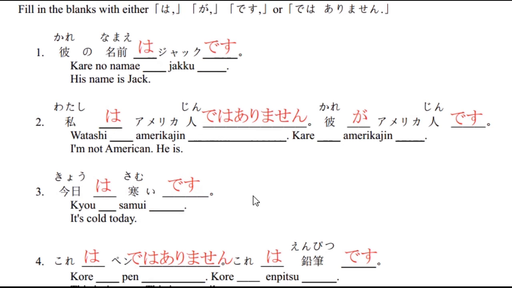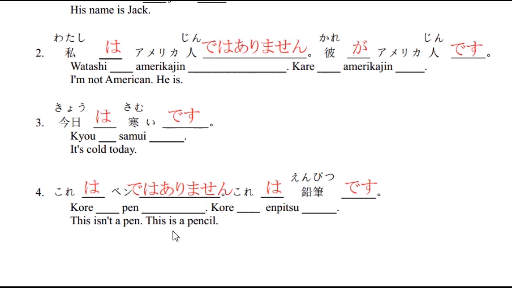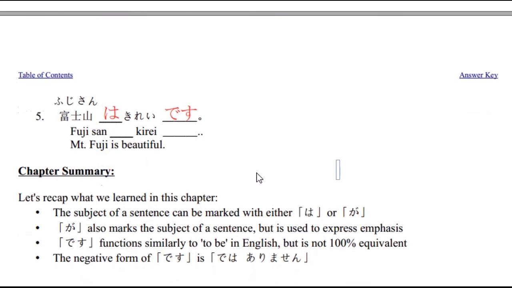Just a quick tip. And number 3, 今日は寒いです。It's cold today. Number 4, this isn't a pen, this is a pencil. これはペンではありません。これは鉛筆です。And number 5, Mount Fuji is beautiful. 富士山は綺麗です。Mount Fuji is beautiful. All right, so anyway, that's going to do it for today.